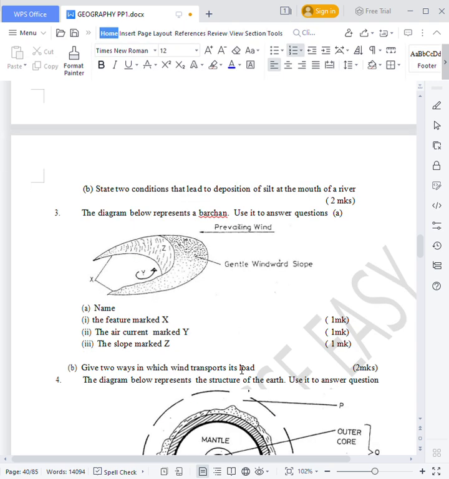Part B of the question was, give two ways in which wind transports its load. So we have suspension, saltation, and surface creep.